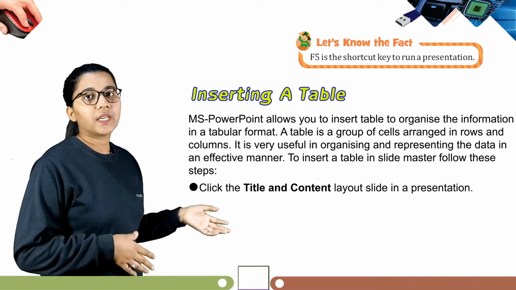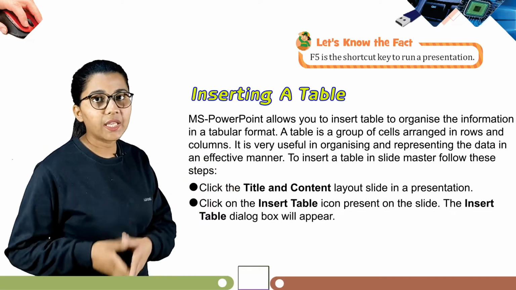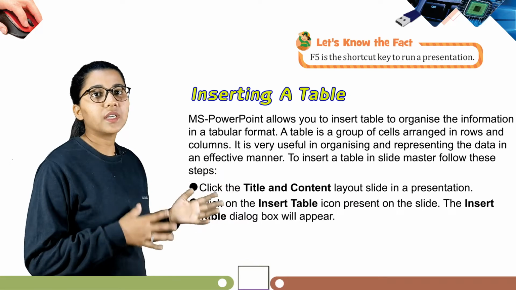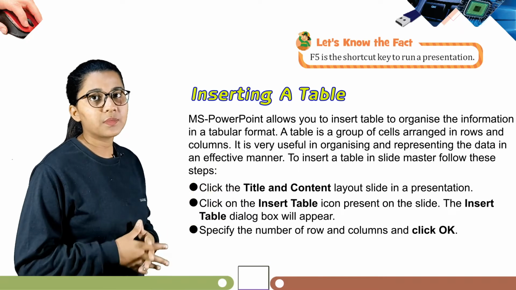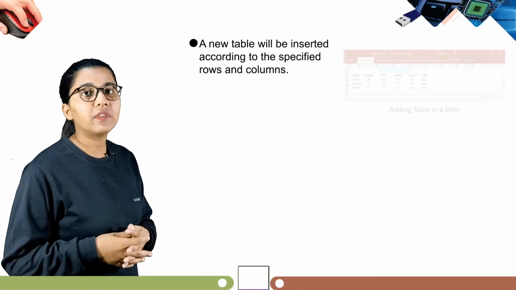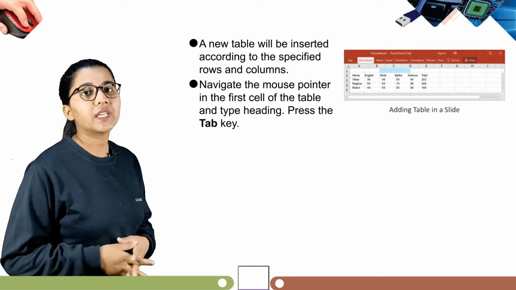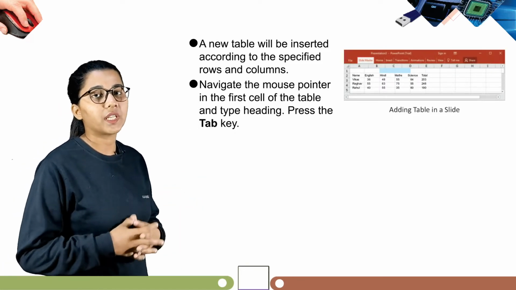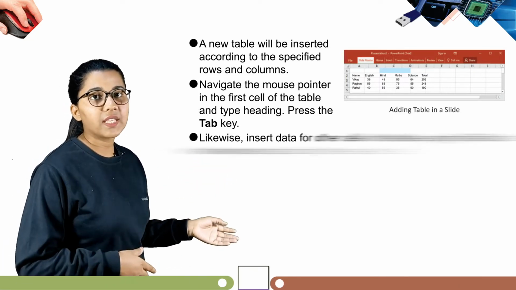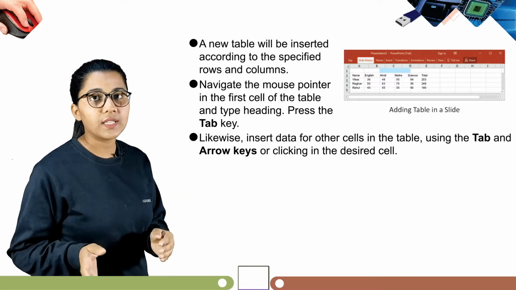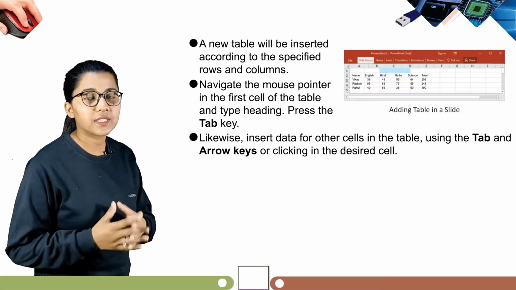Click the Title and Content layout slide in a presentation. Click on the Insert Table icon present on the slide. The Insert Table dialog box will appear. Specify the number of rows and columns and click OK. A new table will be inserted according to the specified rows and columns. Navigate the mouse pointer to the first cell of the table and type a heading. Press the Tab key. Next, likewise, insert data for other cells in the table using the Tab and arrow keys or clicking in the desired cell.